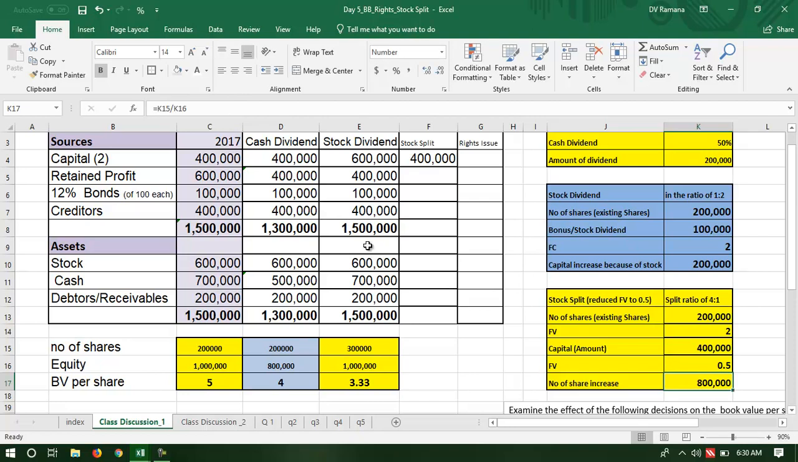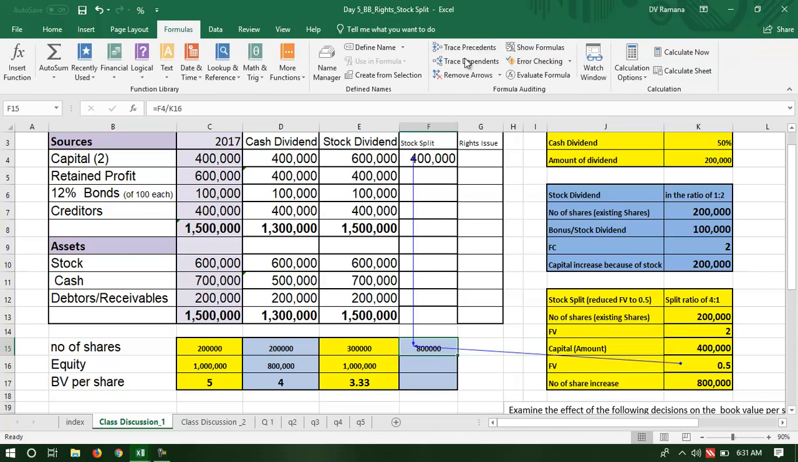How much now? The number of shares will be 400,000 divided by 0.5. So the number of shares have gone up to 800,000. The number of shares is equal to capital divided by the new face value, and so therefore the number of shares have gone up to 800,000.